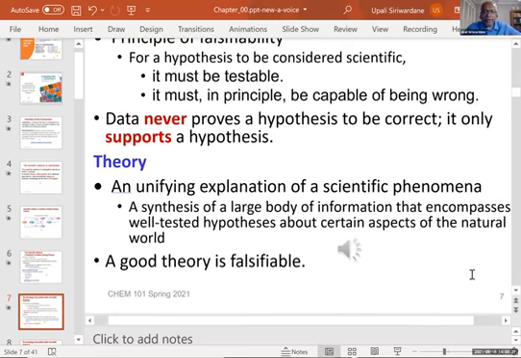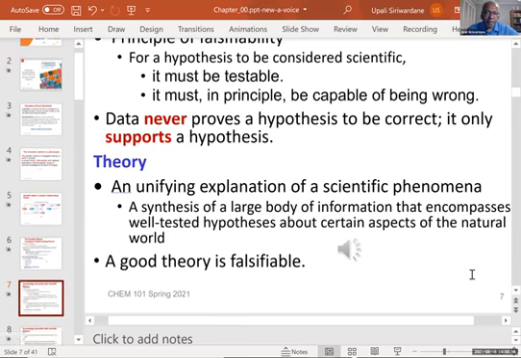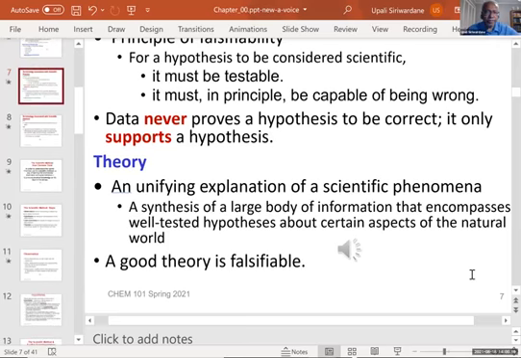A good theory is also falsifiable. Theory could be proven wrong when new explanation, new data appear. So they modify. Theories change over time. So therefore, theories must undergo challenges over a period of time.